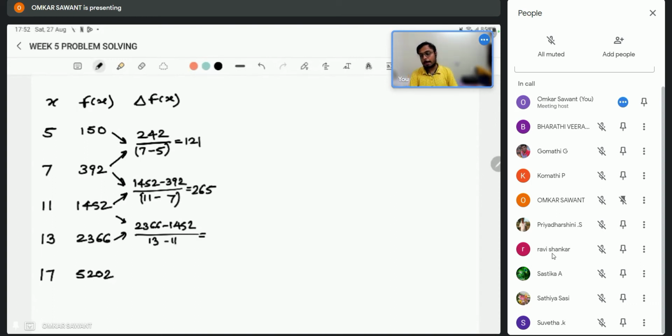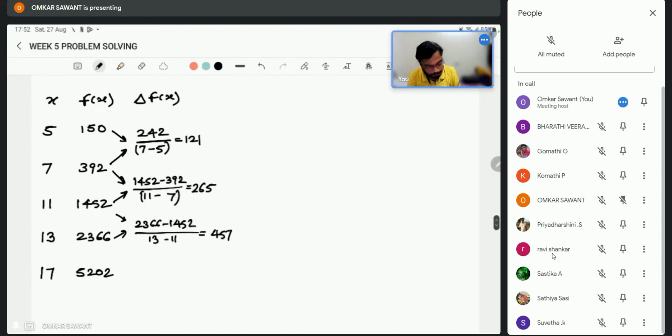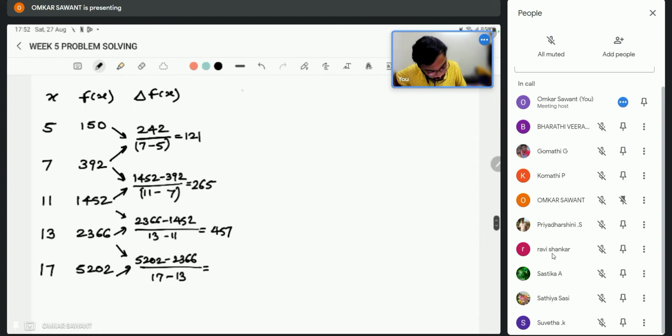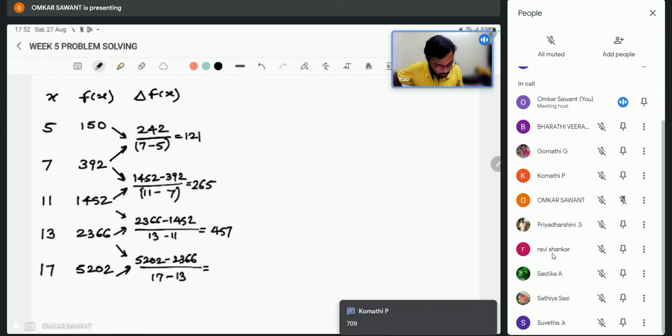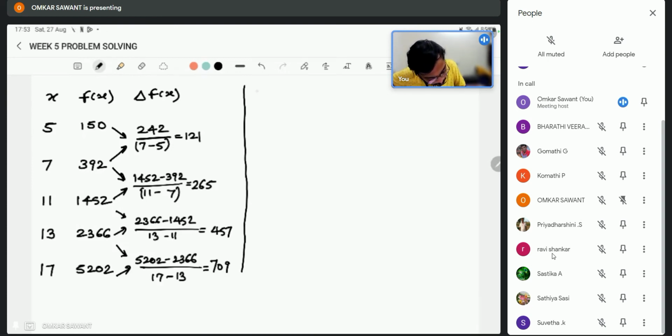What is this difference? What will be the divided difference value? 457. Correct. For this, what is the value? 709. Correct. Again, we have got this del square now.